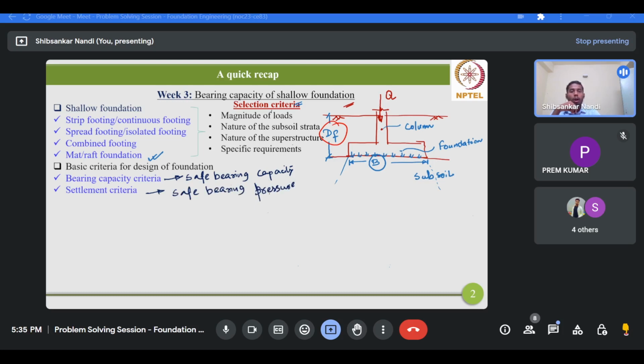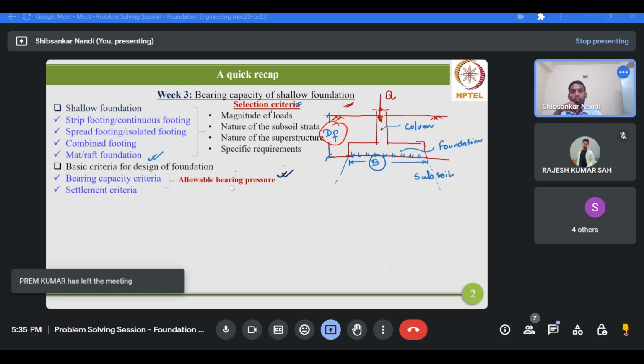Now the lesser of these two will basically govern the design, and it is known as allowable bearing pressure. Okay, allowable bearing pressure, and this value will be given to you, and based on this value, and if this is not given to you, then you have to work it out, because it is our fundamental job before designing a foundation for a particular given superstructure.